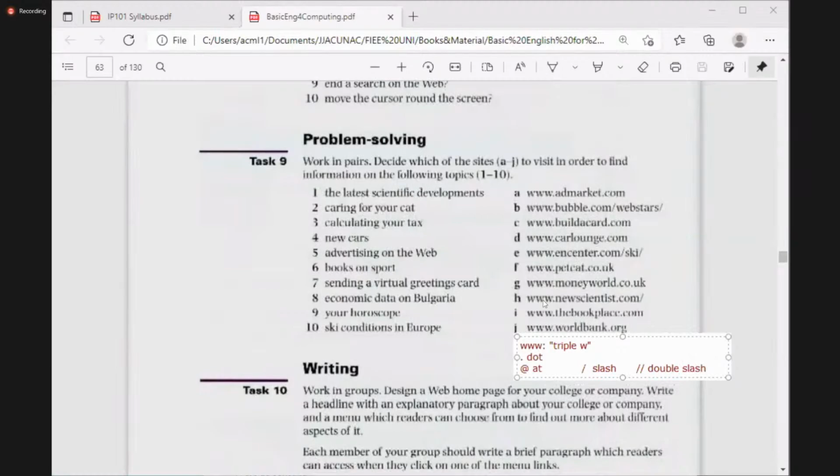Double slash. The other direction is backslash. What else can we use here? Yes, for example, the latest scientific developments, www.newscientist.com slash. So that's the way that we have to say or read web addresses or emails. Clear drawings here, and we finish with this topic.